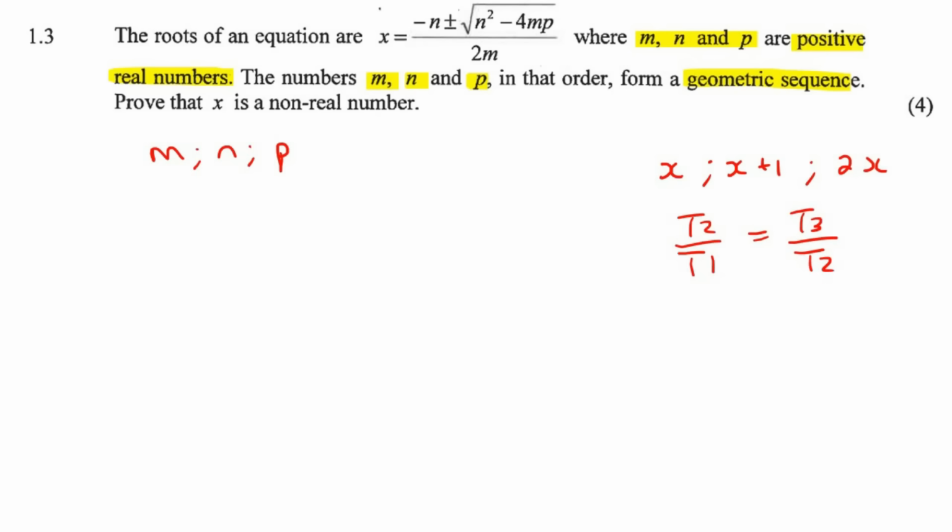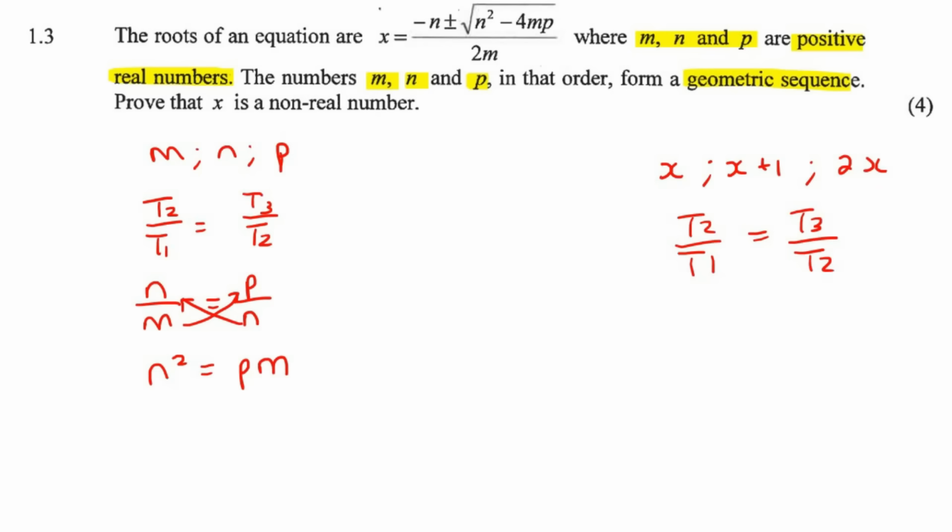So we're going to say term 2 divided by term 1 is equal to term 3 divided by term 2. So that's going to be n over m is the same as p over n. I would then use some cross multiplication, and I would end up with n squared is equal to pm. What I would then do is find the n squared over there, and I would replace it with pm. Can you see that? Because we said here that n squared is pm.